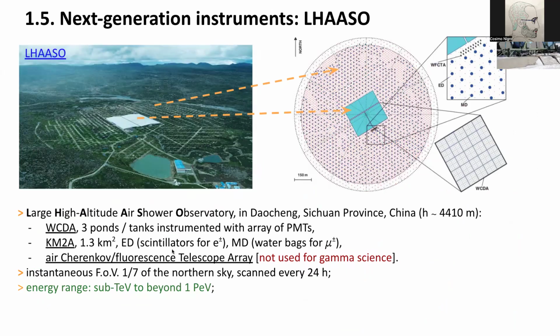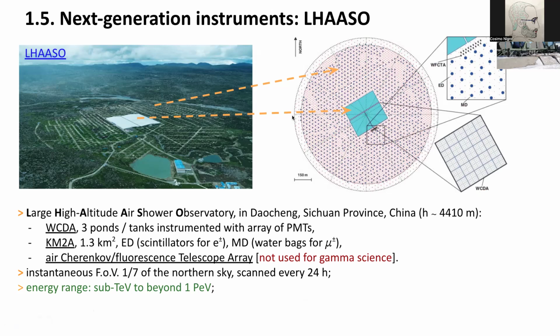Another very important instrument is the Large High Altitude Air Shower Observatory, LHAASO, that is built in the Sichuan province in China. Basically, it's an improved version of an observatory like HAWC, because it has water tanks in the center, and then you have an area of 1 kilometer squared covered with scintillators and muon detectors to detect both electrons and muons.